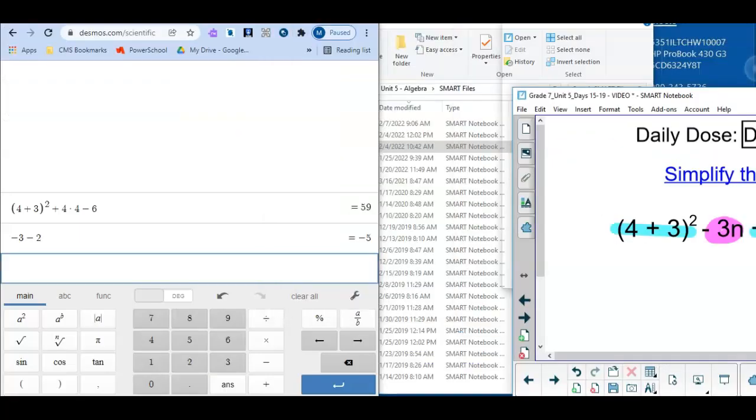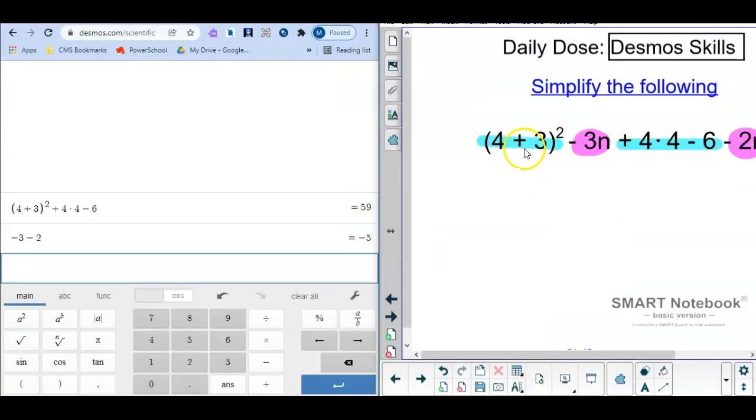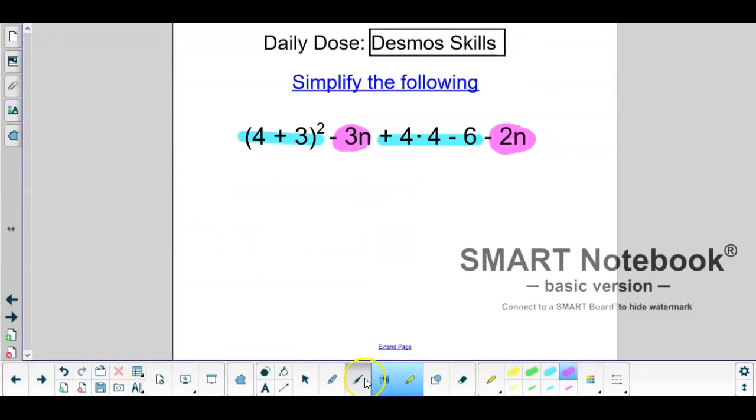So again, since there were no variables inside my parentheses, I put the entire thing in, being careful with where I put my second power and all my symbols. And notice that on my calculator, I got positive 59. And then when I did my variables, I had negative 3 minus 2, which gave me negative 5. So the final answer would have been negative 5n plus 59.